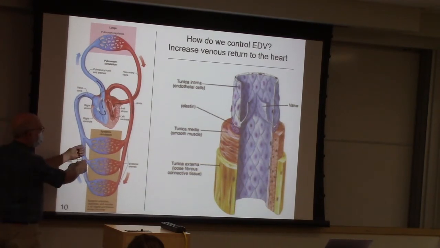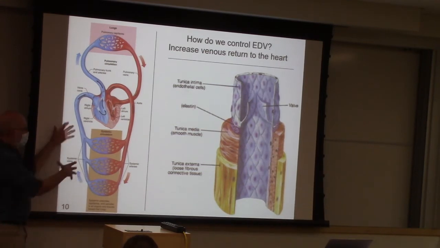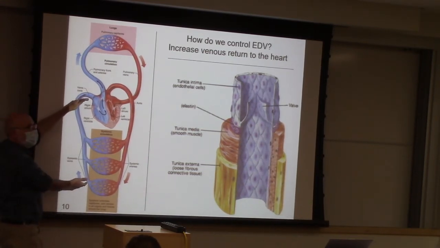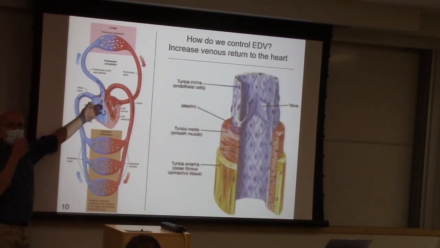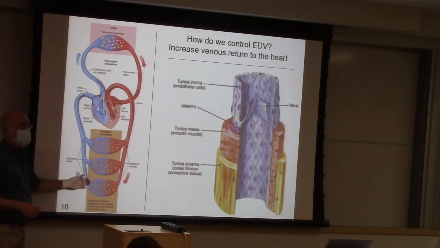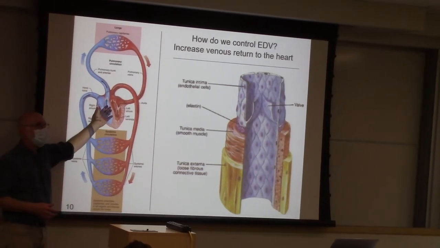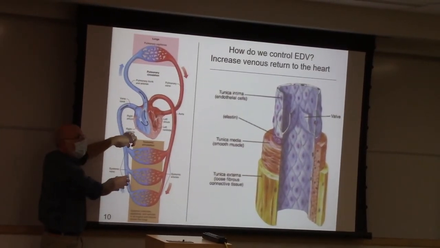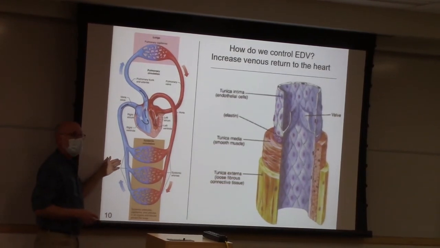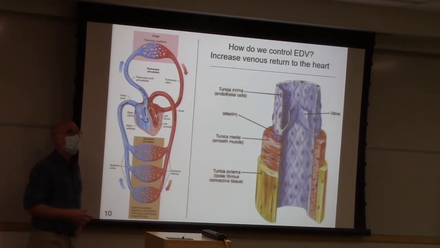If we constrict the smooth muscle of the veins, we reduce the volume of the systemic venous circulation, which means more blood has to go somewhere, and it gets back to the heart. So constriction of the veins shifts the blood into the heart and into the systemic arterial circulation. So what I just showed you is that by constricting the smooth muscle of the veins, we increase return, which increases end diastolic volume.